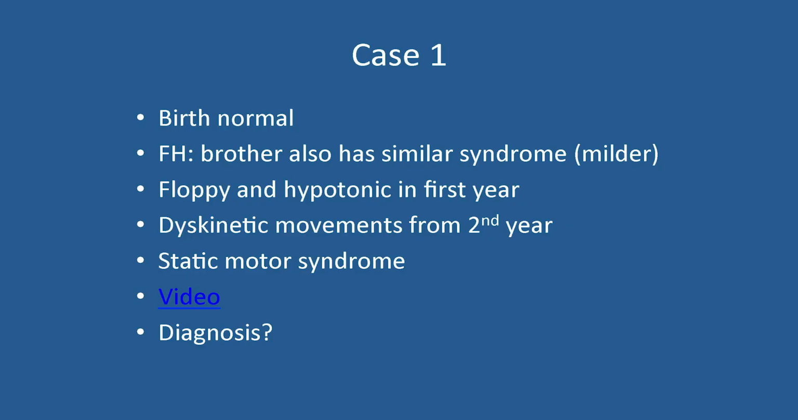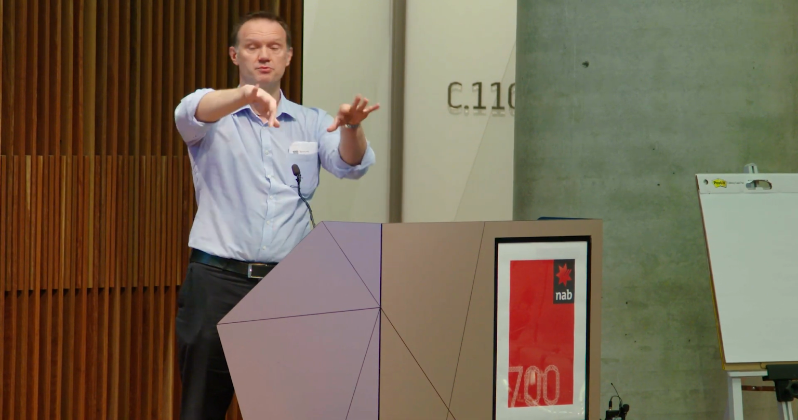So case 1: birth was normal, but the brother has a similar syndrome. So that's an immediate red flag. The first year was abnormal, and then they developed abnormal dyskinetic movements, but it was static. So they have a movement disorder. I'm asking them to put their hands in front of them, and the siblings have these extra movements. They can't stay still. The movement is best described as chorea because it is random and unpredictable.